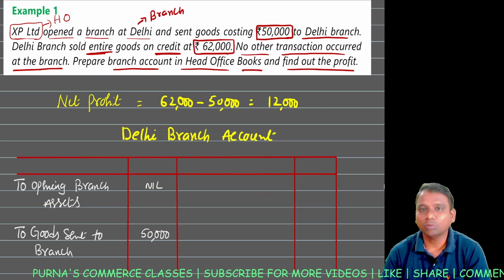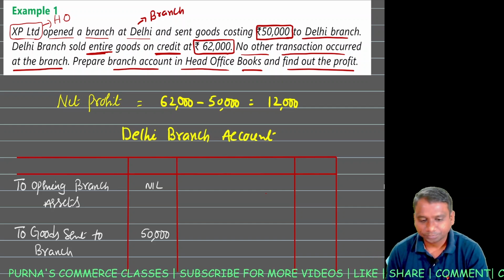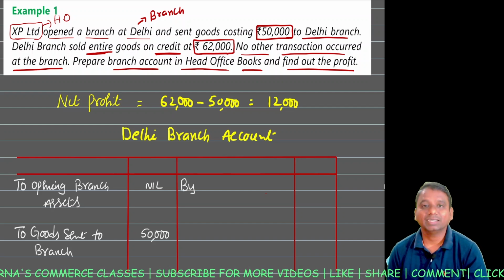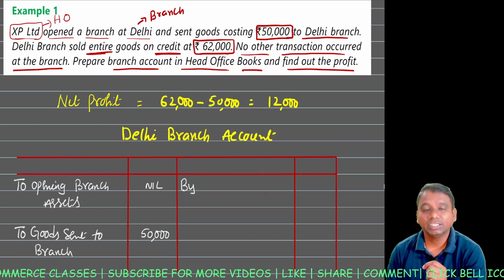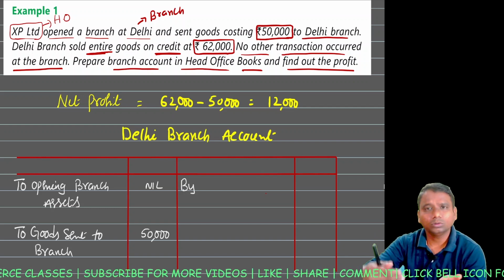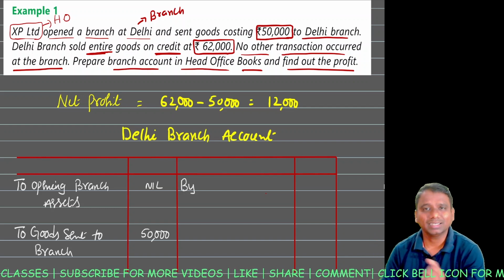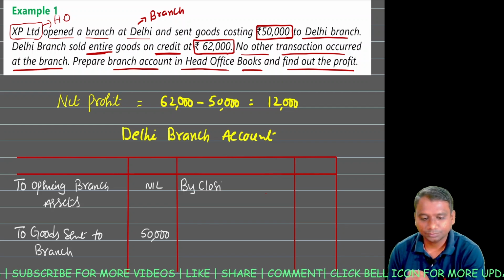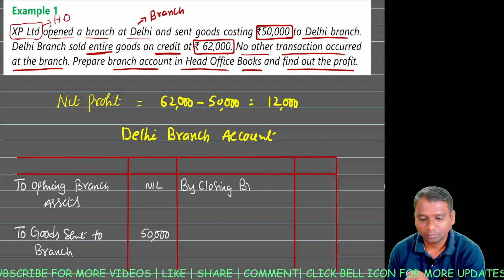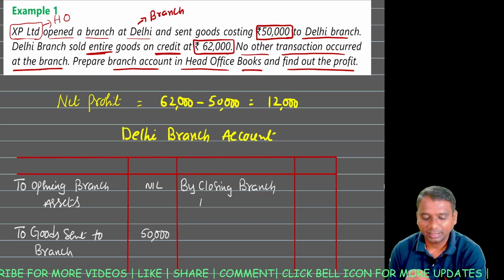No. Next, did you receive any amount sent by the branch? No. So no further transactions. Now directly we take the closing branch assets.